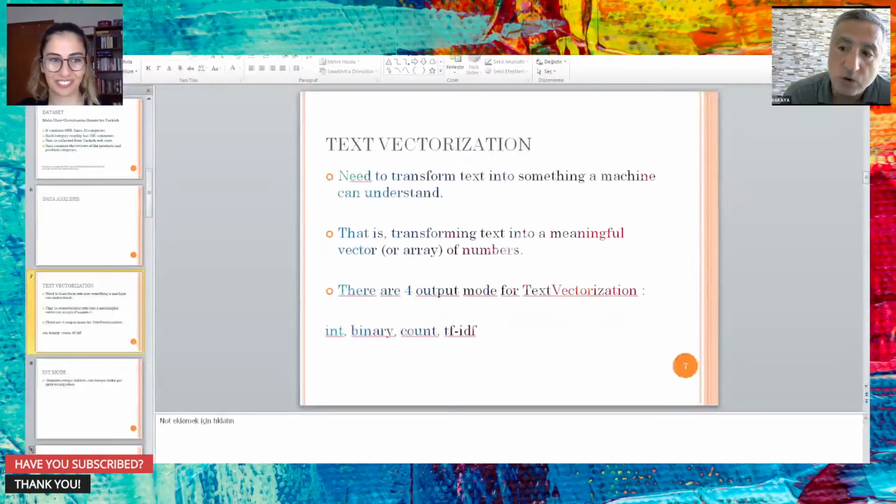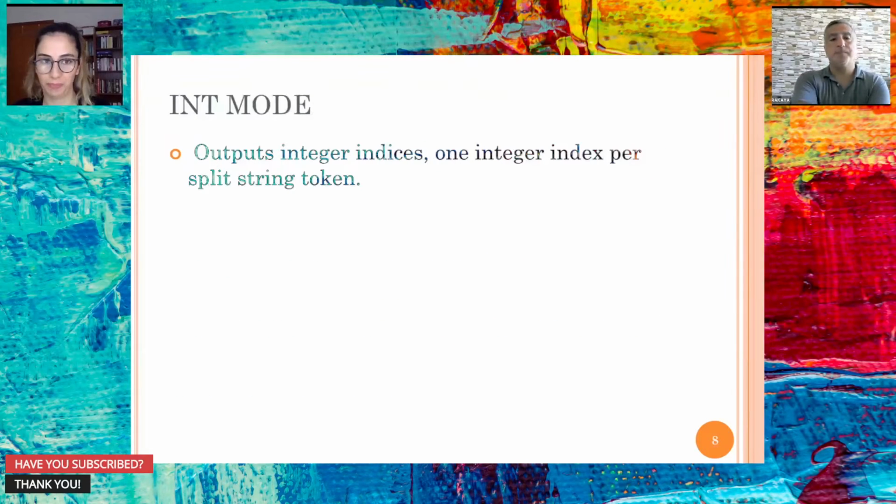Okay. So I strongly suggest everybody to use text vectorization as a preprocessing function. Yes. So we are going to use an int mode actually in the model. The output is integer indices, one integer index per split string token.